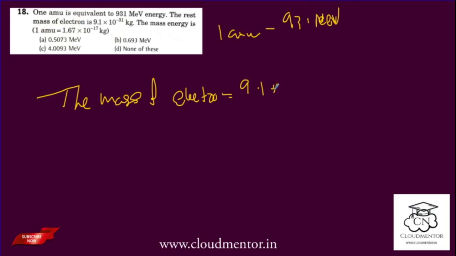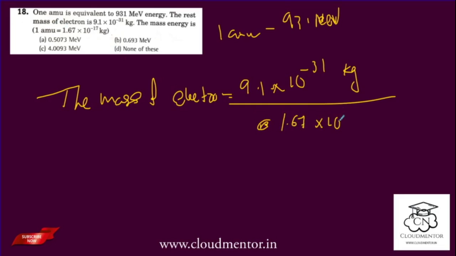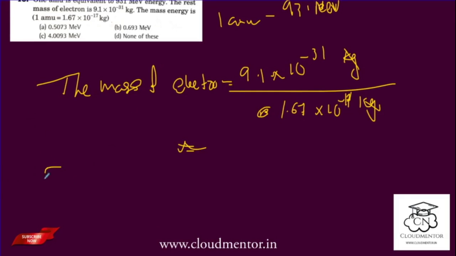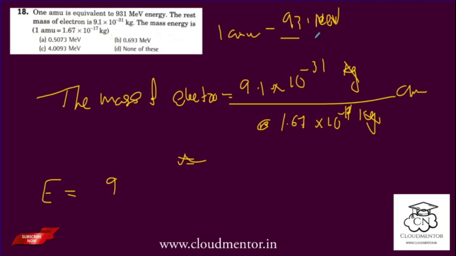So 9.1 multiplied by 10 raised to minus 31 kilogram divided by 1.67 multiplied by 10 raised to minus 27 kilogram. Cutting them, we get the value in AMU, and now we can find the energy equivalence, E. We multiply this much AMU by the mega electron volt energy that 1 AMU has.